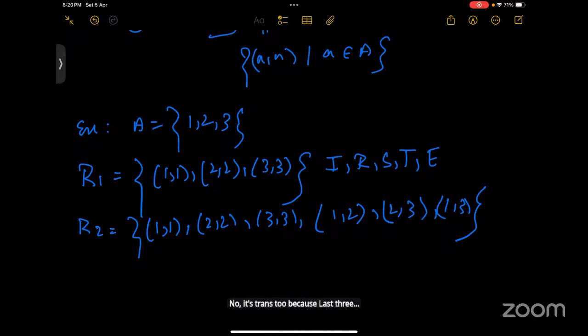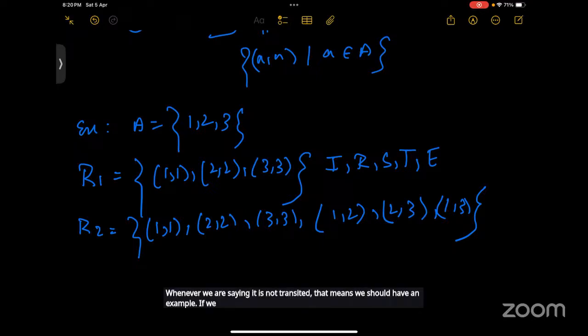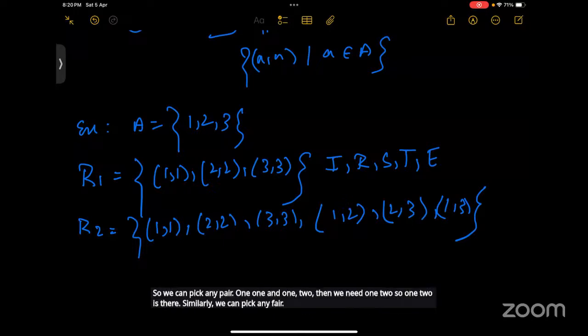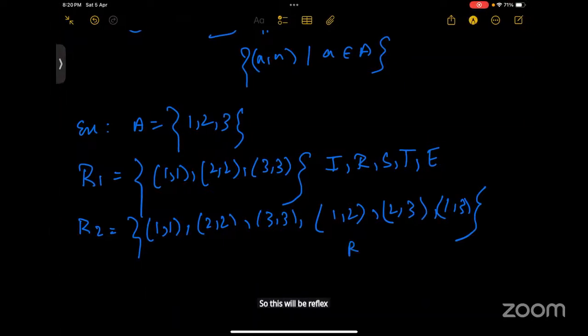Whenever we are saying it is not transitive, that means we should have an example. If we cannot find any example, that means it will be transitive, right? So, whoever said it is not transitive, do you have any example? No, ma'am, it is transitive. I didn't see that (2, 3) is there. Yeah. So we can pick any pair like (1, 1) and (1, 2). Then we need (1, 2). So (1, 2) is there. Similarly, we can pick any pair. So this will be reflexive and transitive, right?